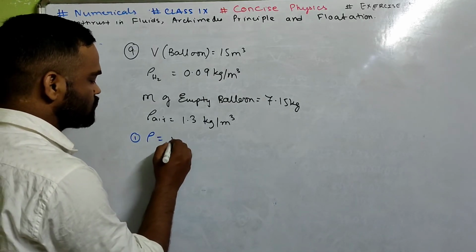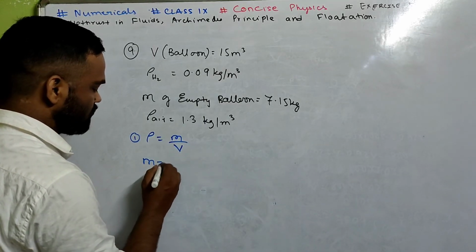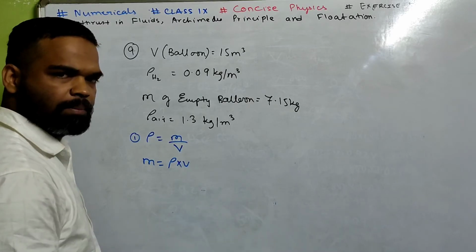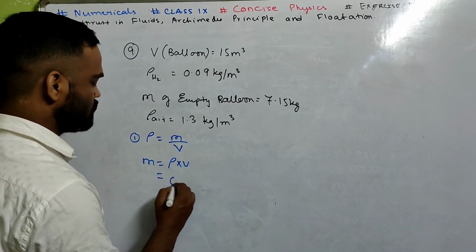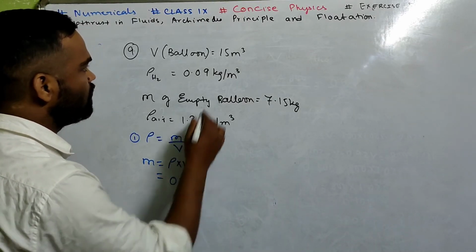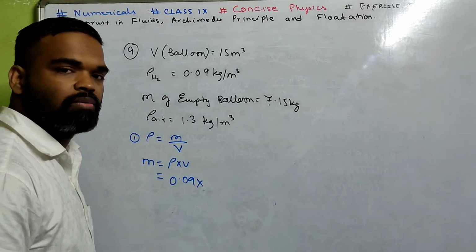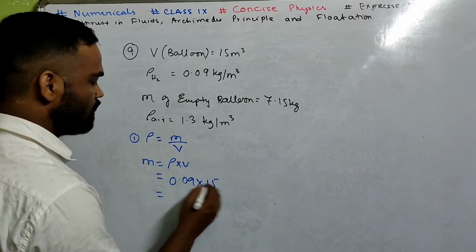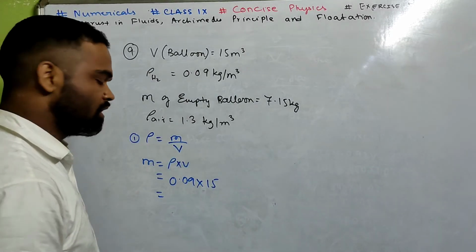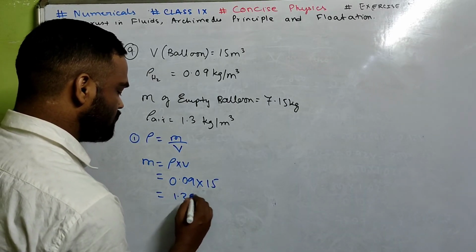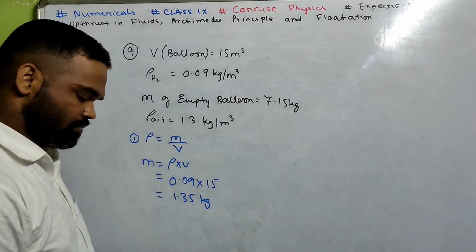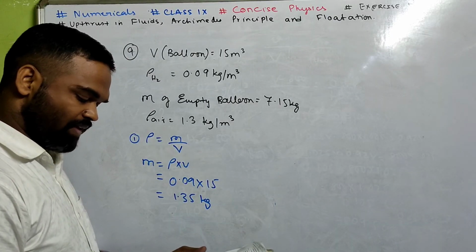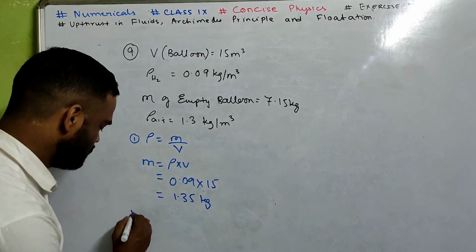Now, density equals to mass by volume. So, mass equals to density into volume. Simple. Density of hydrogen is 0.09. Volume will be equal to the volume of the balloon in which it is kept. That's 15 meter cube. 9 into 15 is 135. So, that's 1.35 kg. That's the mass of hydrogen in the balloon. Done. Very good.